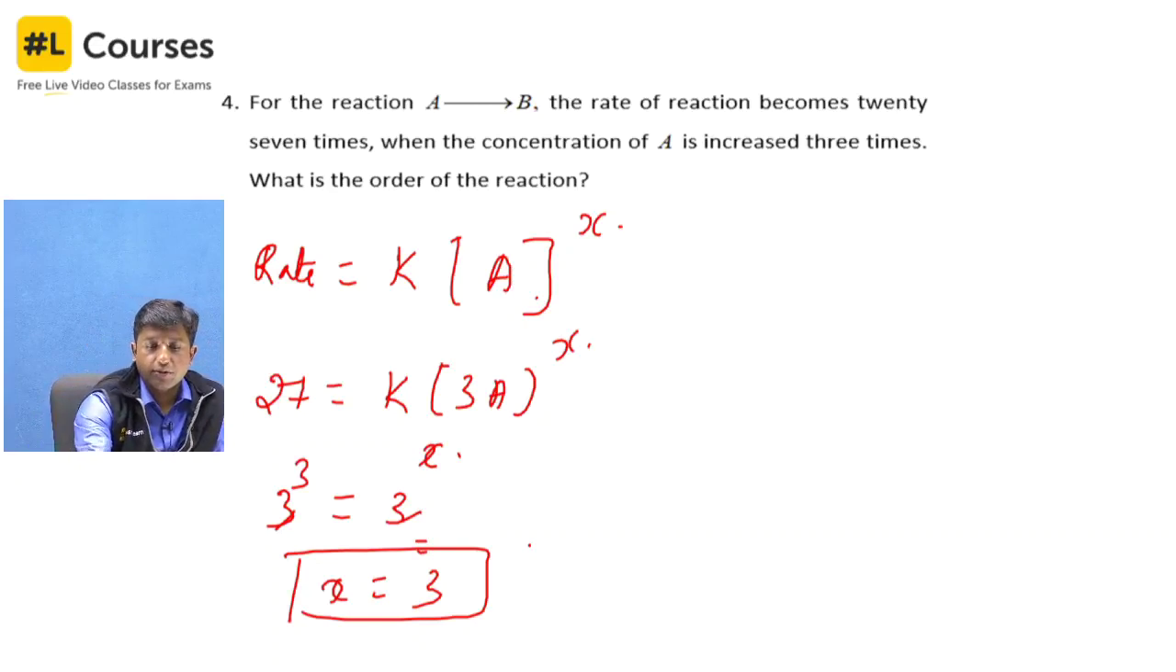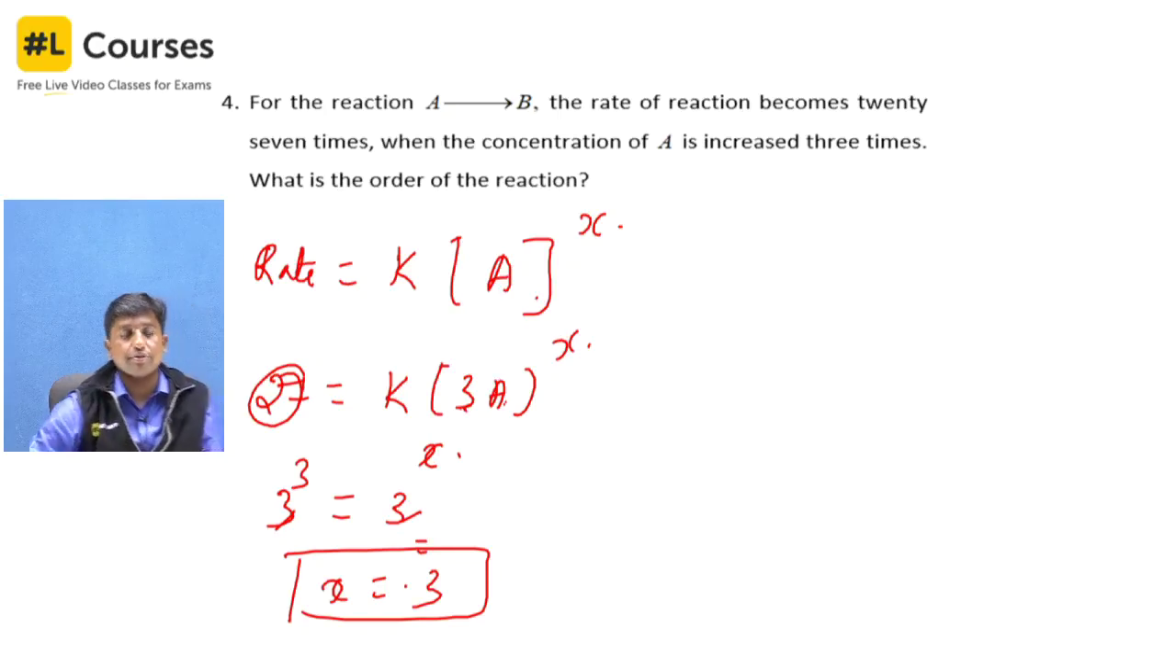I repeat, the rate of the reaction increases by 27 times if the concentration of reactant A is tripled. 27 is nothing but 3 cube, equal to 3 to the power of x. Equating the base, x will be equal to 3. So, this is a third order reaction. Yes, Dhruv, it is correct. You are correct. It is third order reaction. If you have understood the concept, you can easily tackle this type of problems.